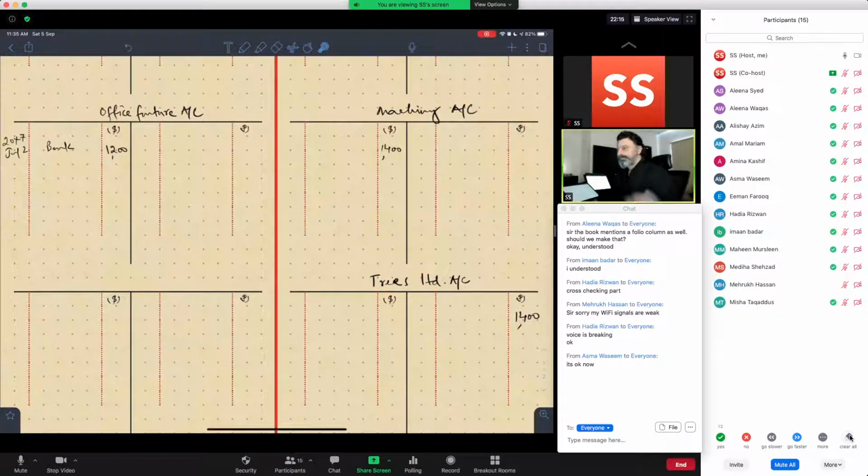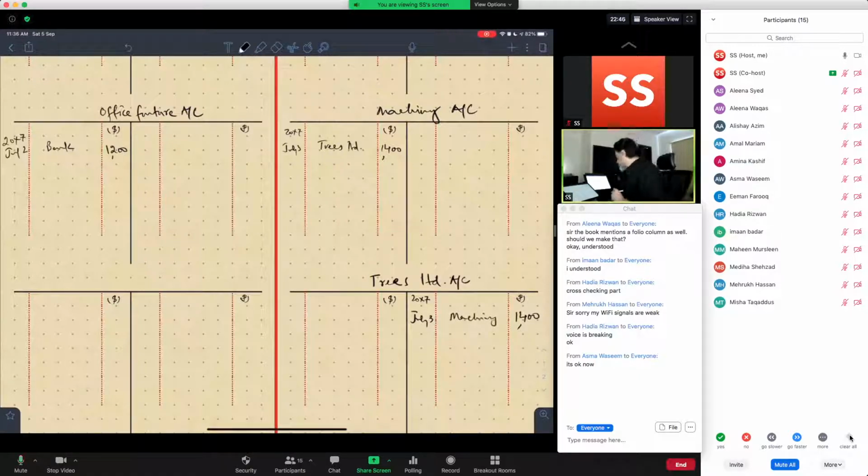It's okay. So now I'm going to put in the rest of the figures. We will put July the 3rd, 20x7, and 20x7, July the 3rd, and we are going to cross refer the two. Machinery, we will refer to Trees, Trees Limited, and in Trees Limited account we are going to refer to the machinery.